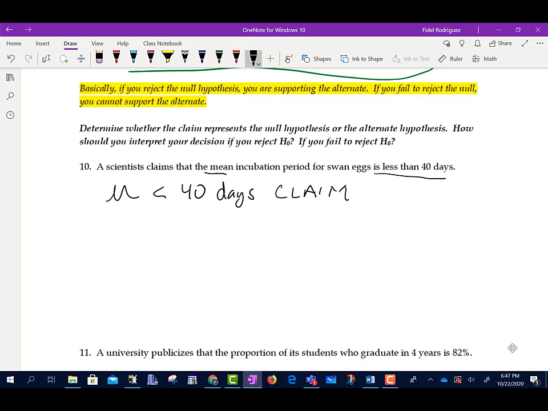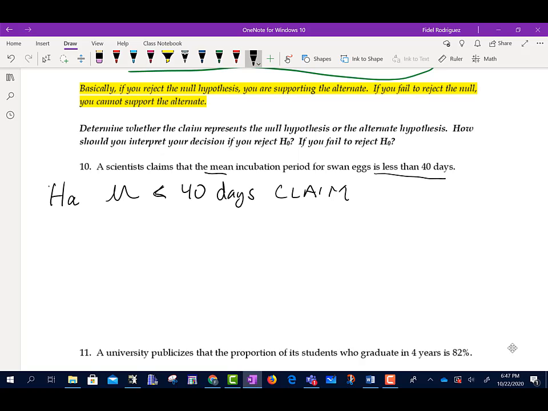Okay, now guys, notice this claim here does not have an equal to. This is going to be my, oops, let me get my pen. Oh, come on, don't freeze up on me. Sorry, guys.